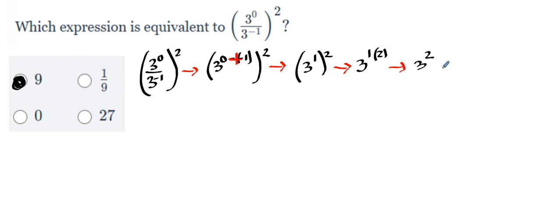But just to clarify, 3 squared is the same as 3 times 3, and 3 times 3 is 9. So, yeah, 3 squared is the answer, but that simplifies to 9, or if they say evaluate, it's equal to 9.